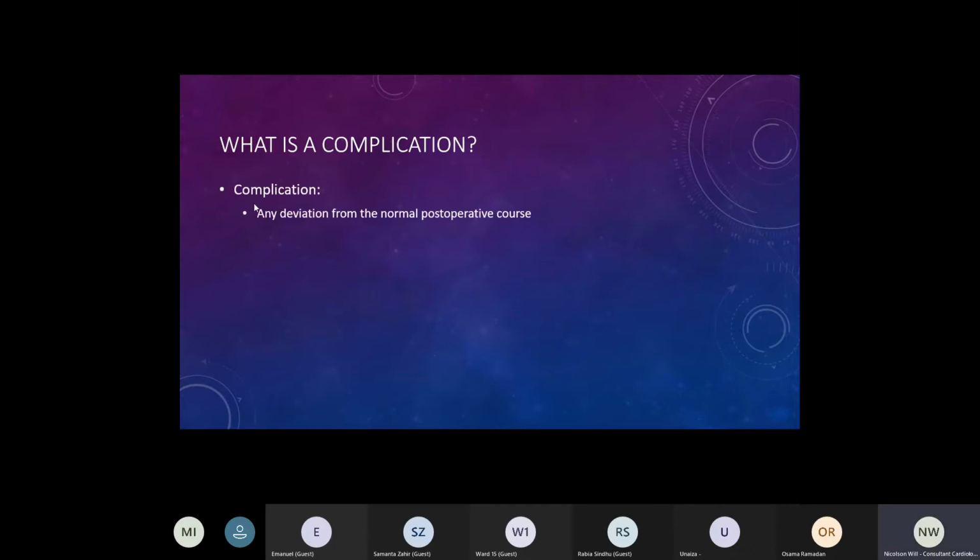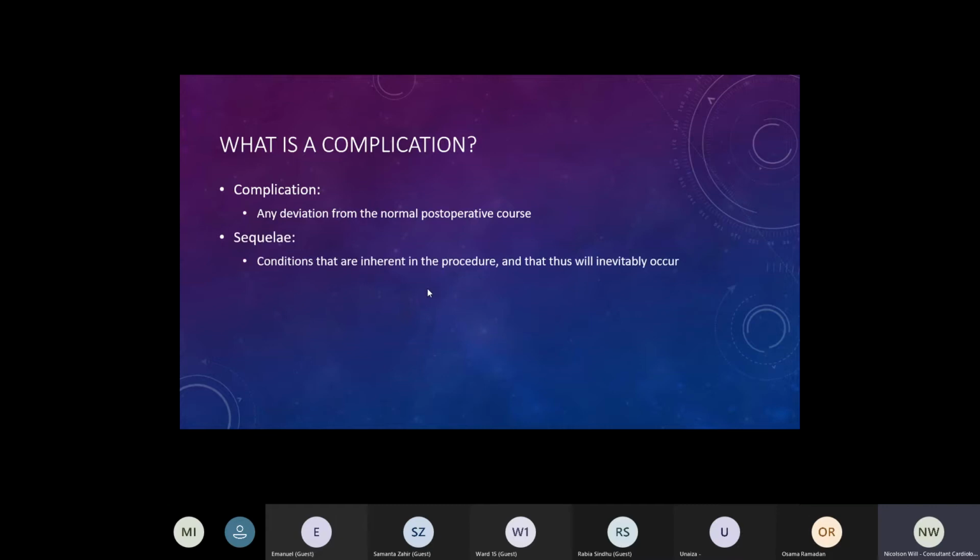A complication can be defined as any deviation from the normal post-operative course. So that's a relatively straightforward definition to have in mind. But things may happen as a result of the surgery that the patient feels are a complication. I mean, if they have a cardiac bypass operation, they're going to have their sternum opened up. They're going to have a very painful chest. That we would say is part of the normal post-operative course.